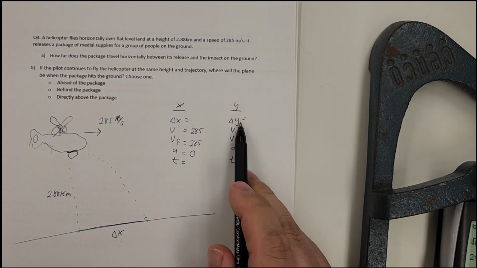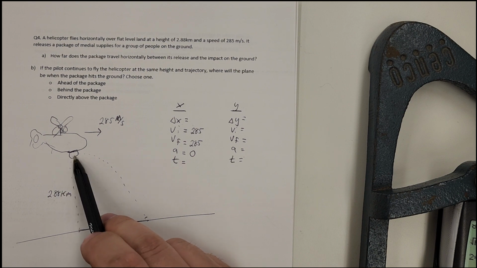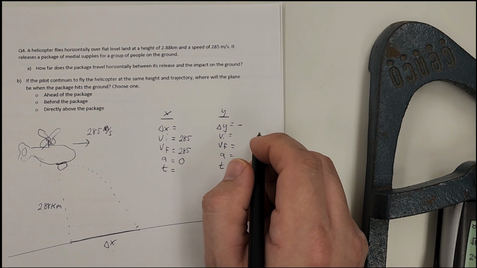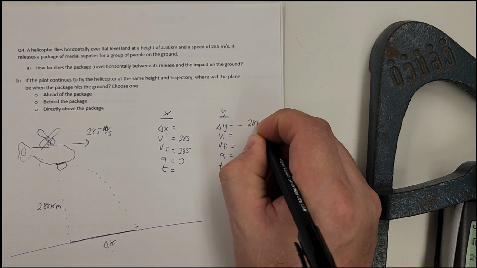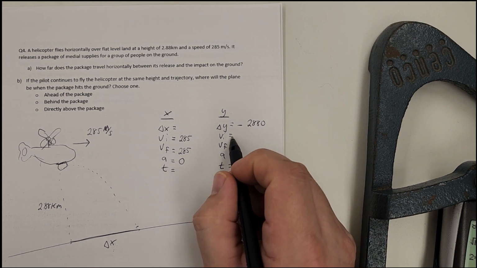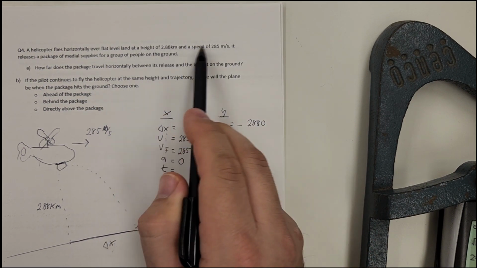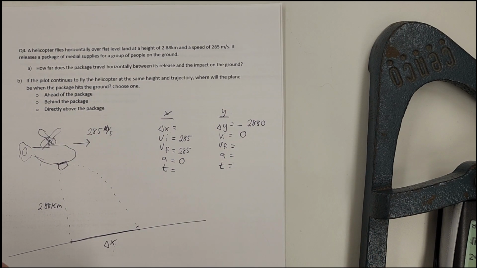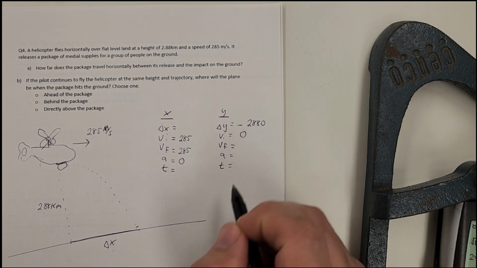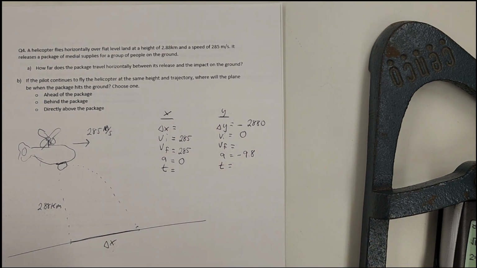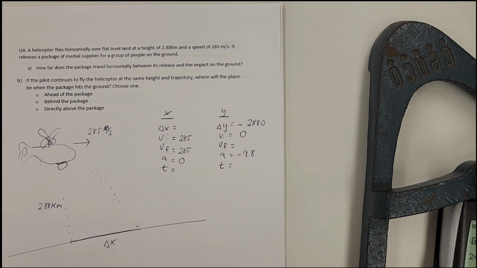On the y side, the change in height, it fell from here to here, so it went down 2.88 kilometers. But I don't want kilometers, I want meters, so I'm going to convert that into meters. The initial velocity in the y direction, it says that a package was released. It wasn't thrown down or anything like that. It was just allowed to drop, so it's a free fall. So 0. Final velocity, no idea. But I do know the acceleration, negative 9.8, because gravity is only affecting the y direction.